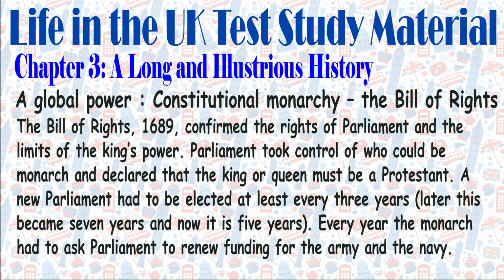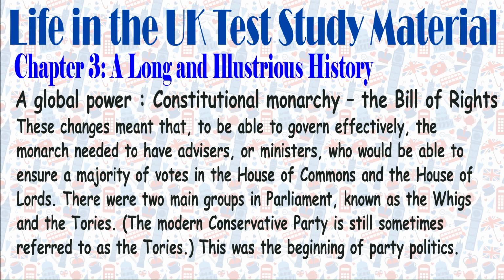A new parliament had to be elected at least every 3 years, later this became 7 years and now it is 5 years. Every year the monarch had to ask Parliament to renew funding for the army and the navy. These changes meant that, to be able to govern effectively, the monarch needed to have advisors, or ministers, who would be able to ensure a majority of votes in the House of Commons and the House of Lords.